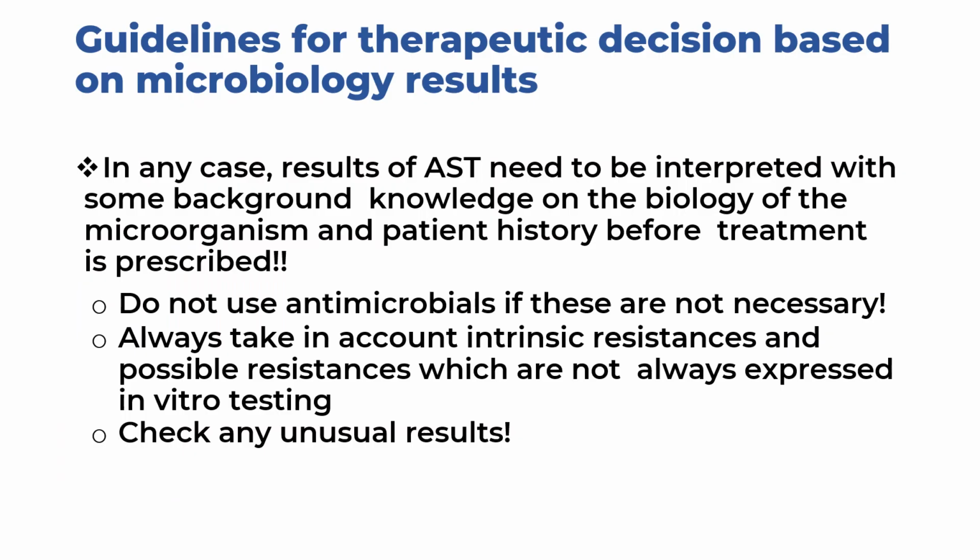Now, what are the guidelines for decisions based on microbiology results? In any case, the results of sensitivity testing need to be interpreted with some background knowledge of the organism. As we saw in the previous session, the habitat of the organism, the patient's history, and the pharmacodynamics and pharmacokinetics should be considered while interpreting the results of sensitivity reports. Do not use antimicrobials if they are not necessary. Always take into account natural or intrinsic resistance, and check for any unusual results. For example, if Staphylococcus is reported as vancomycin resistant, it is very unusual to have vancomycin resistance in Staphylococcus or Streptococcus. So confirm it, check for such unusual results, before we proceed for treatment.